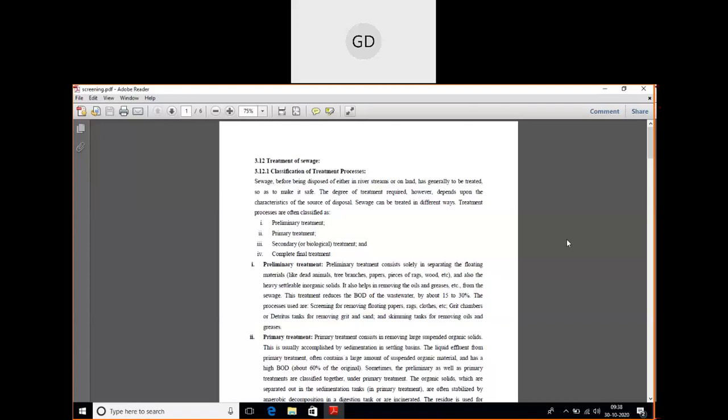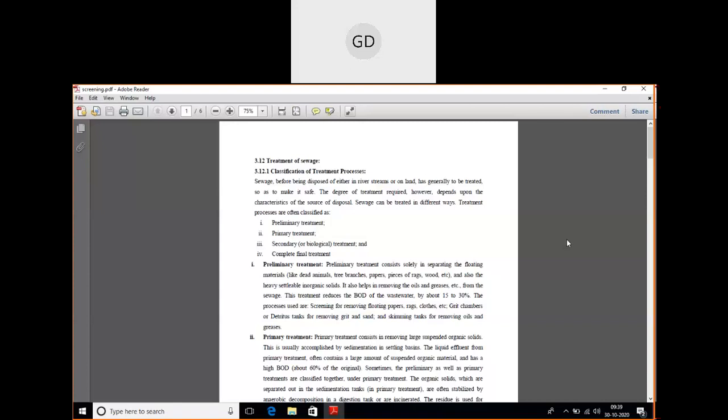So one more important point is that the effluent from the secondary biological treatment will contain a very small BOD. So what percentage of BOD is there after secondary treatment? It is 5 to 10%.